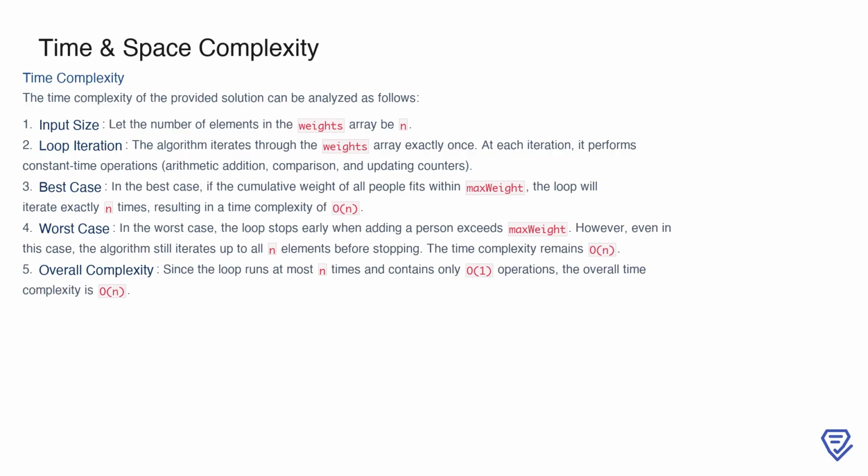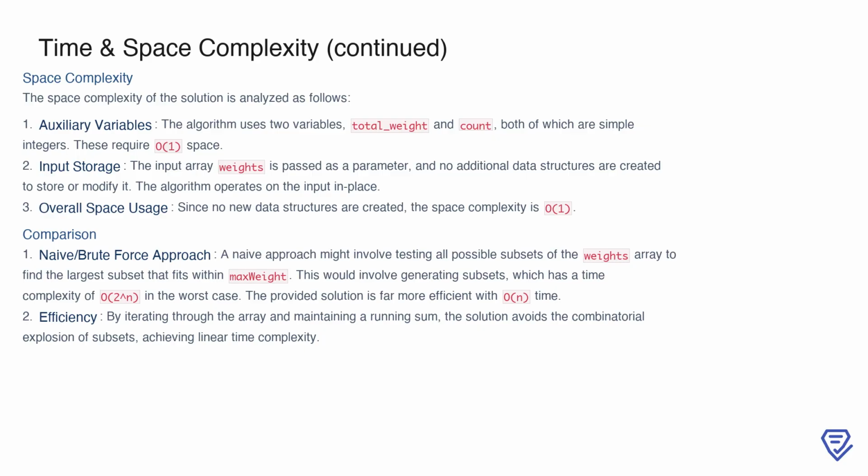Even in the worst case, where the cumulative weight exceeds the limit at some point, the algorithm still iterates through all n elements before reaching a conclusion. Therefore, the overall time complexity remains O(n), as the number of operations is directly proportional to the size of the input array. Now, let's shift our focus to the space complexity. The algorithm uses 2 auxiliary variables, total_weight to track the cumulative weight and count to keep track of the number of people who can fit.